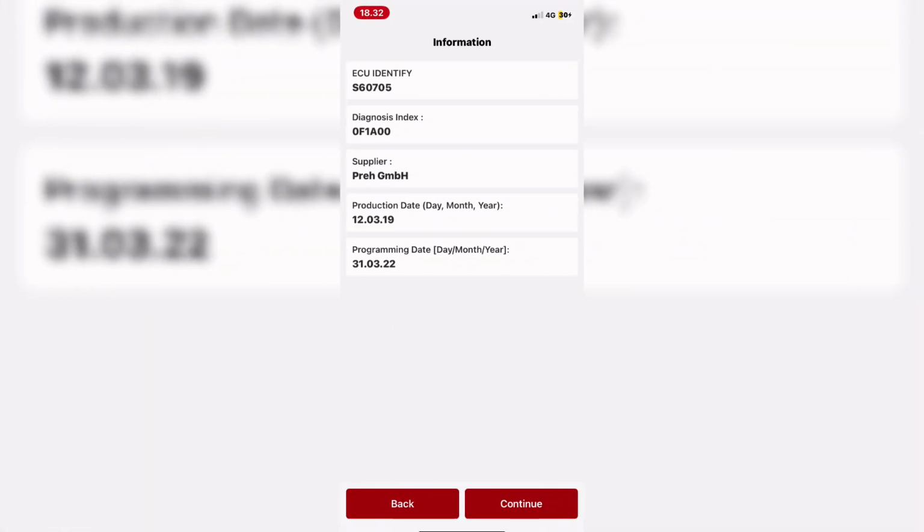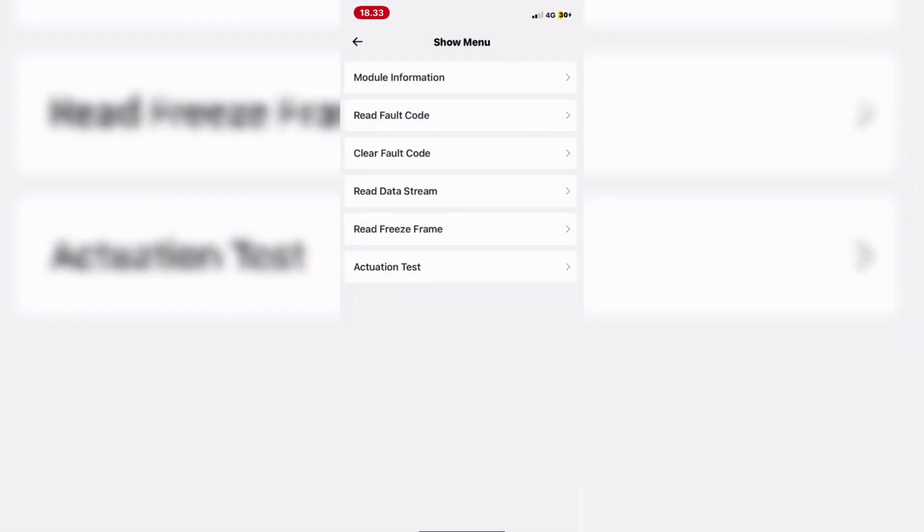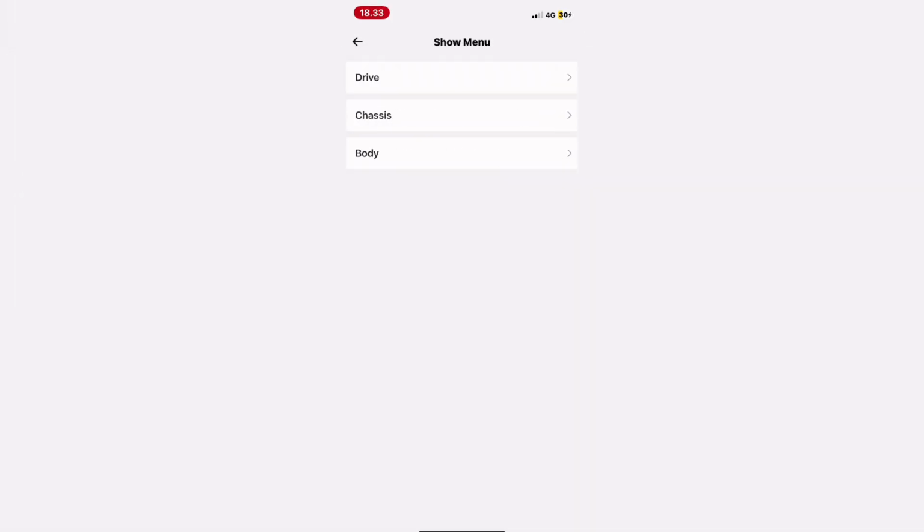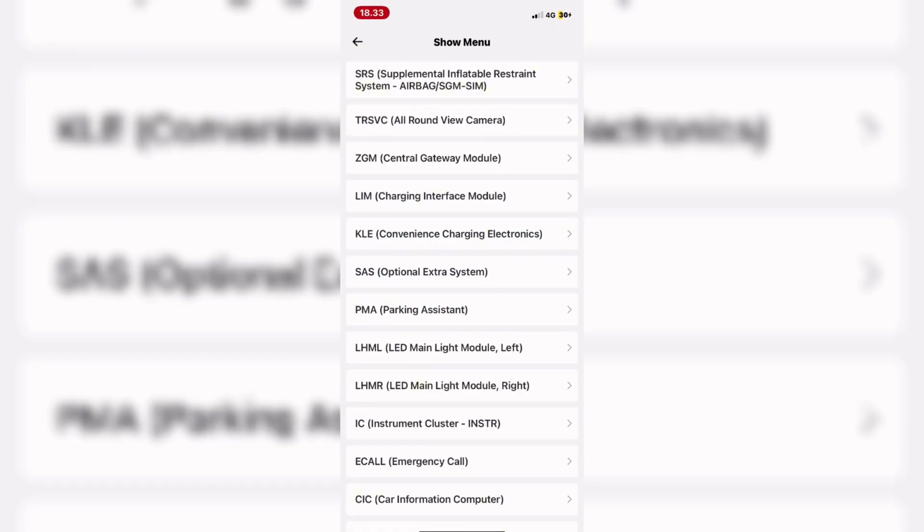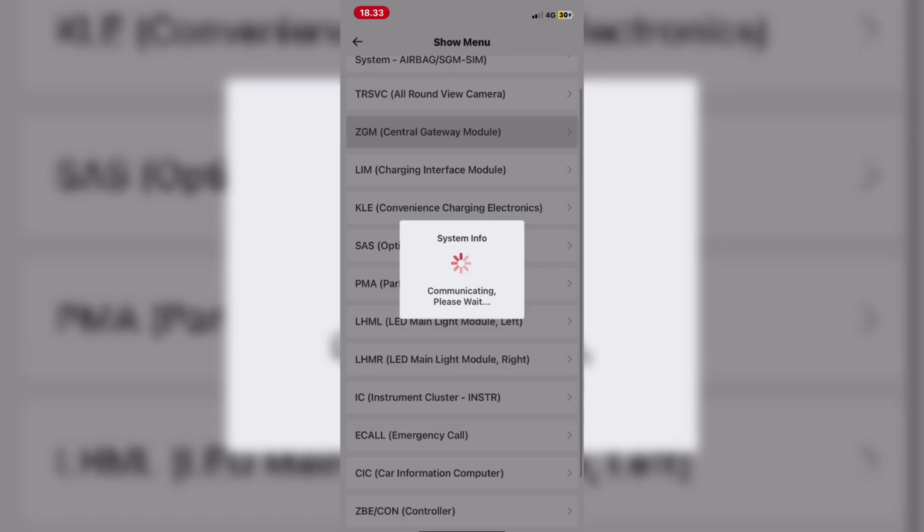Let's look at some other stuff now, some other information. Again, it can read everything on my car. There's nothing it didn't scan. It scanned everything, basically, that I wanted it to scan. That's all the units fitted to my car.